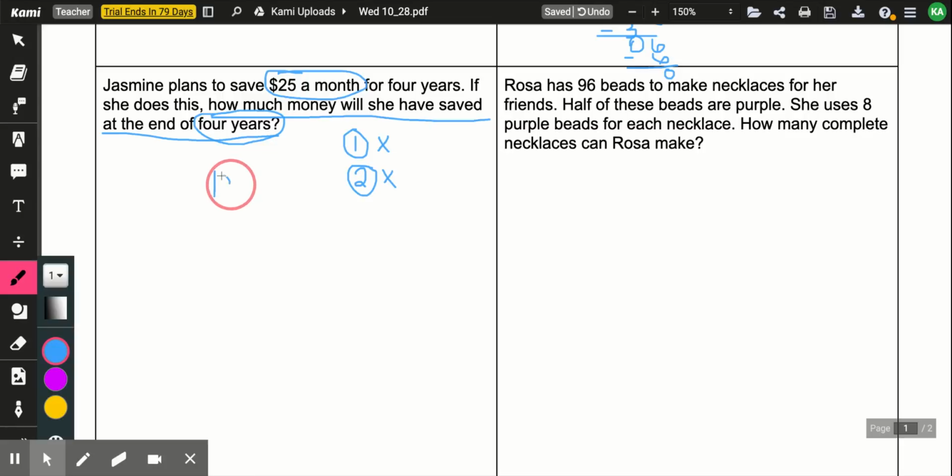So now our first step is to find out how many months there are in 4 years. So that's 12 months in each 1 year, but we need to know in each 4 years. We should know this problem as one of our multiplication facts. It is 48. So I did my first step. Now, remember there is a second step. Go back to the question. How much money will she have saved at the end of 4 years? Is the answer $48? This is 48 months. So we have to multiply 25 times 48.